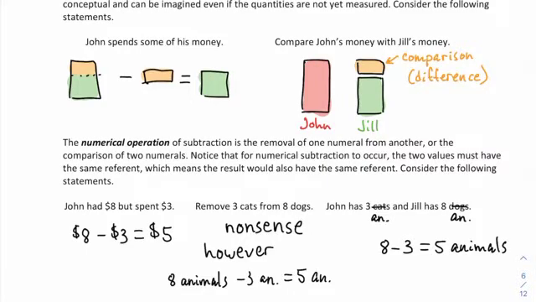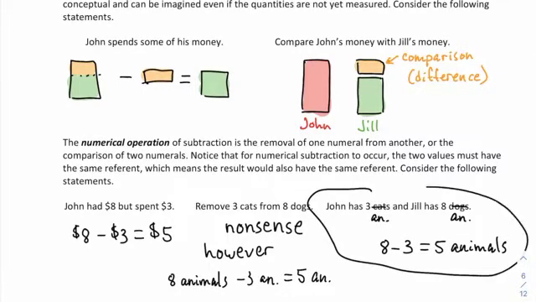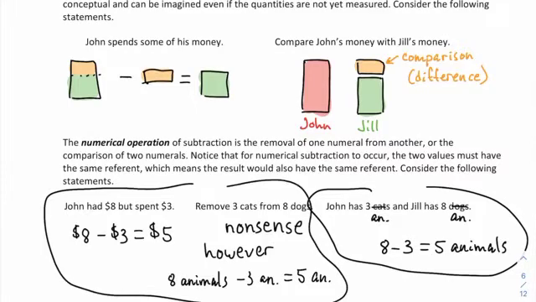And we're doing subtraction to compare the amounts of animals that John and Jill have, even though no animals are being taken away. John still has 3 animals and Jill still has 8 animals. So this is the comparison flavor, and these are the removal flavor of subtraction.